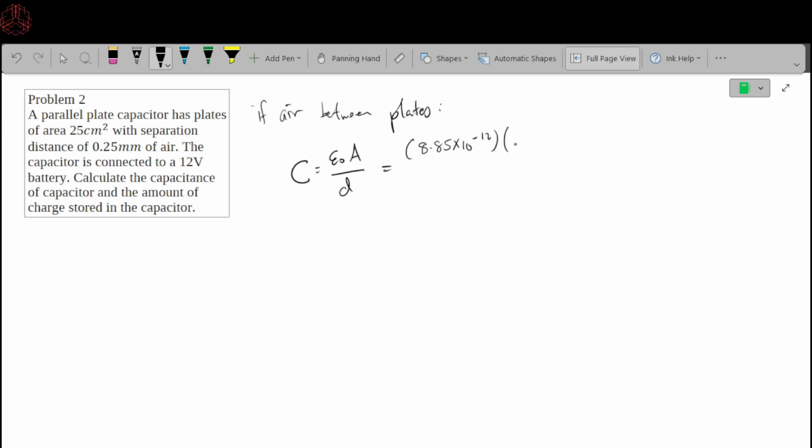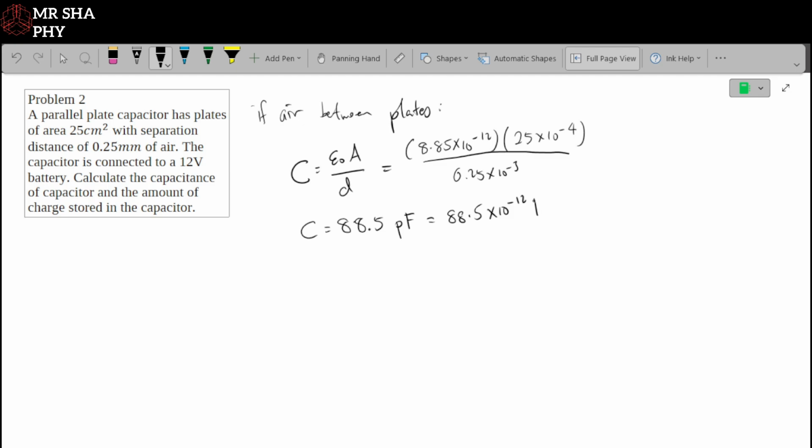And then I have the area of the plates, which is 25 centimeters square, which is 25 times 10 power of negative 4, converted to meters. And then over the distance between the plates, which is 0.25 times 10 power of negative 3. Okay, so if you key that into your calculator, what you will find is that it is going to be 88.5 picofarad, which is equal to 88.5 times 10 power of negative 12 farads.